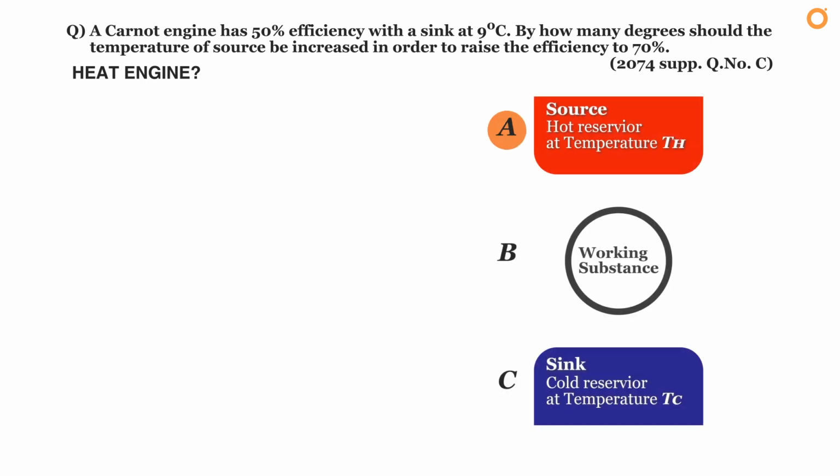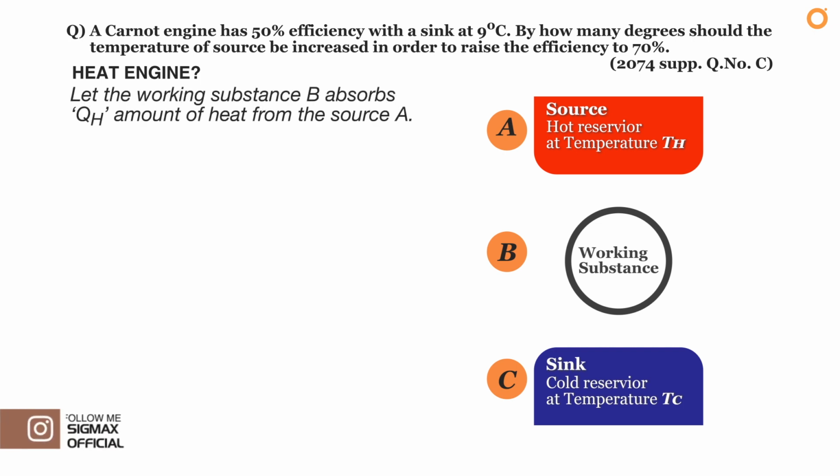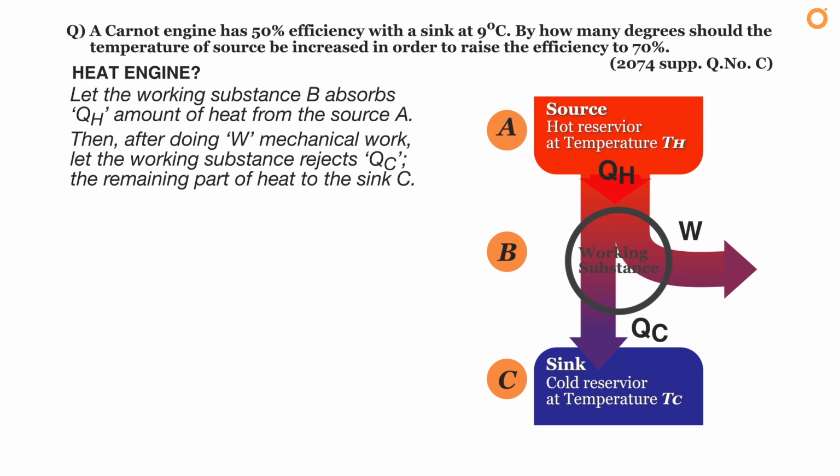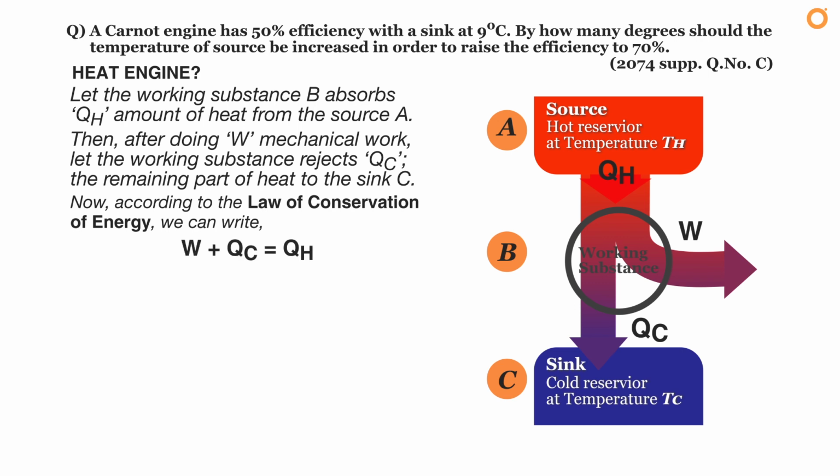In this figure, A represents the source at a high temperature Th, B represents the working substance and C represents the sink at low temperature Tc. Let the working substance B absorb Qh amount of heat from the source A. Then, after doing W mechanical work, let the working substance reject Qc, the remaining part of heat, to the sink C. Now, according to the law of conservation of energy, we can write W + Qc = Qh, which gives us mechanical work W = Qh - Qc.